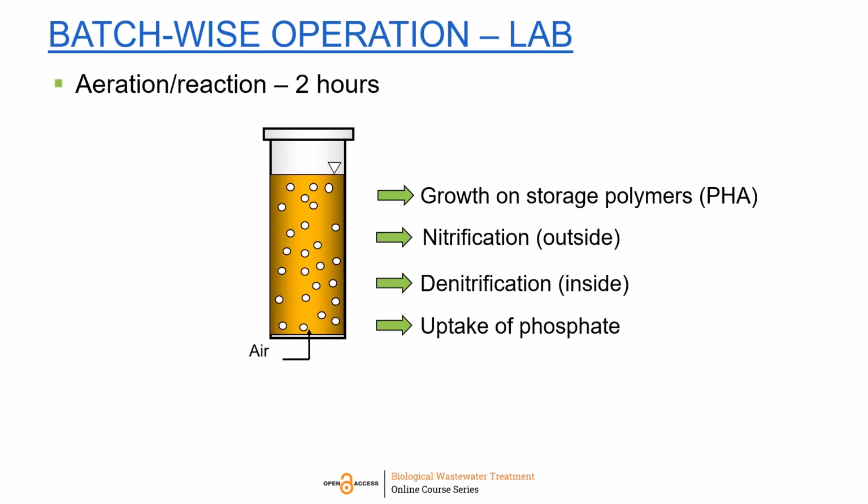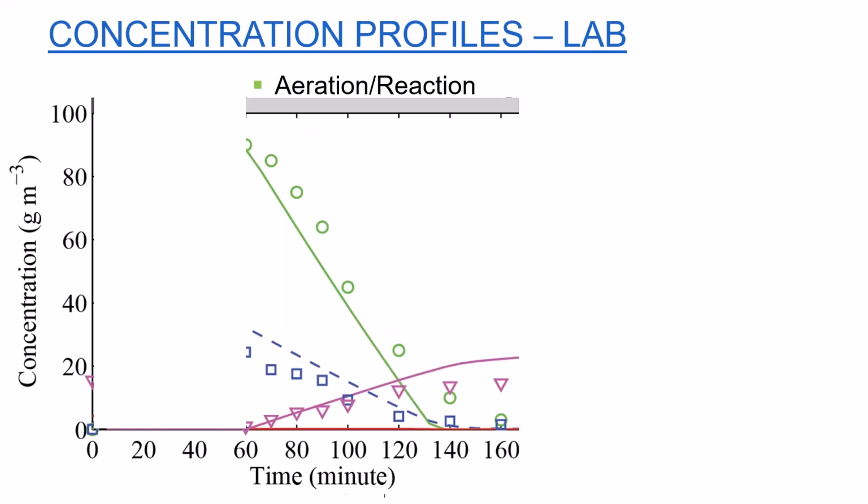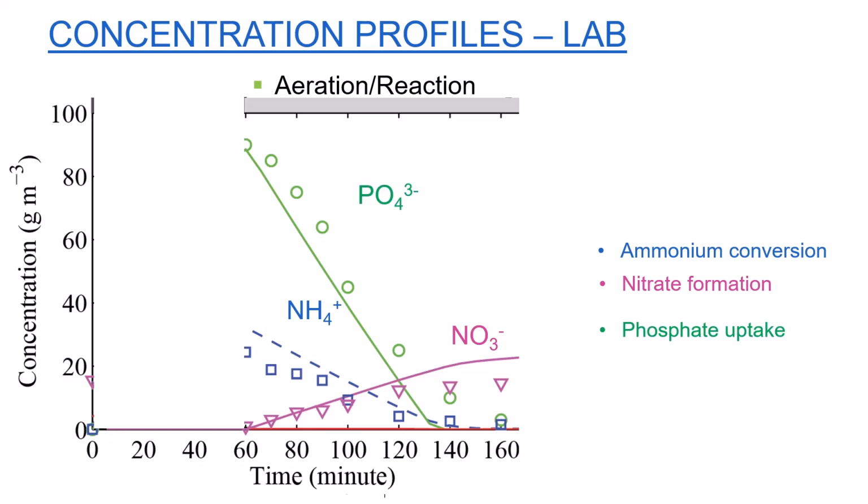The influent phosphate and the phosphate which has been released in the anaerobic phase will now be taken up and stored as polyphosphate. And here are the corresponding concentration profiles. Ammonium is nitrified to nitrate, and phosphate is taken up.